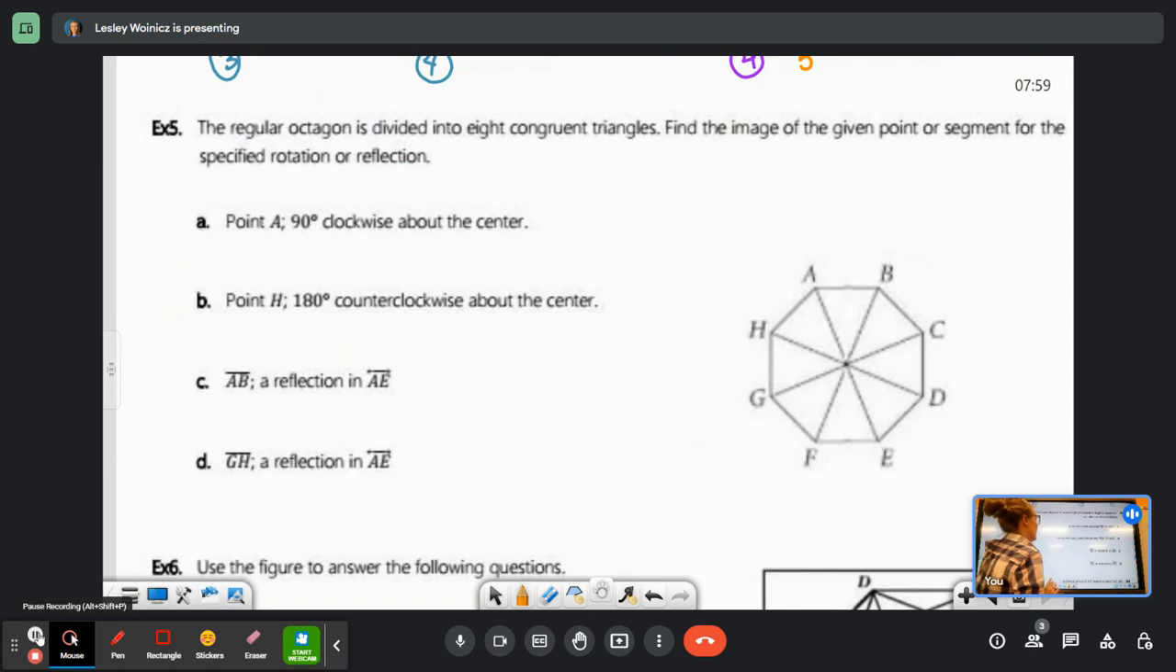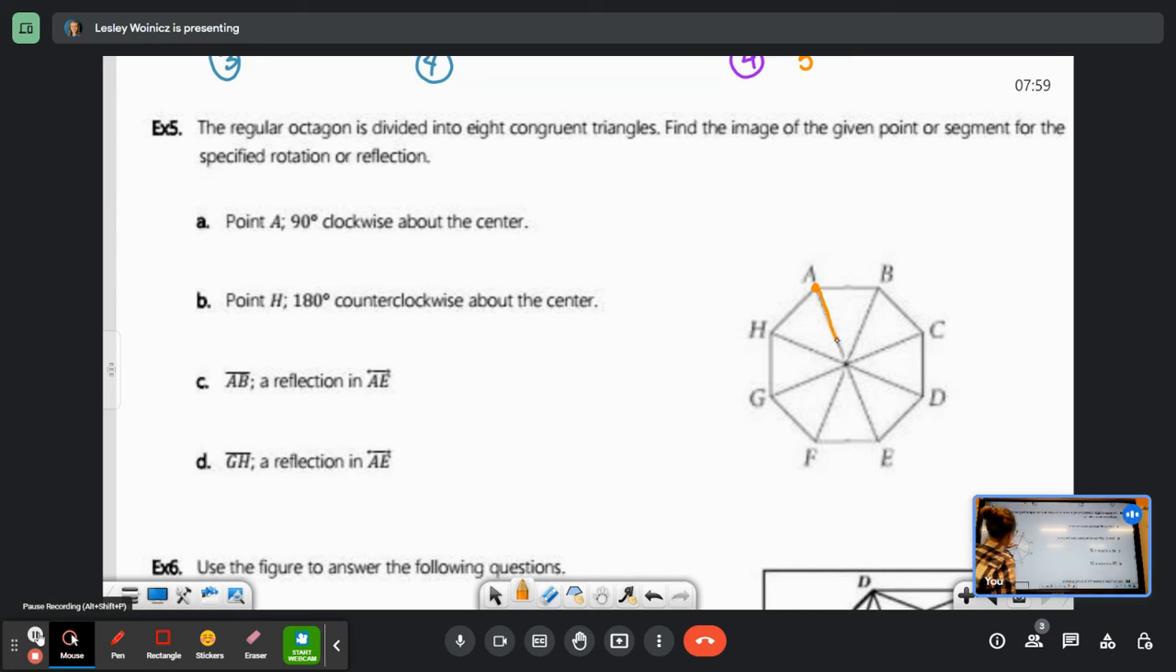All right, now we've got an octagon divided into 8 congruent triangles. We've got to find the image of the given point or segment for the specified rotation or reflection. So we're going to be rotating and reflecting points and segments in this figure. I'm going to start with point A, and I'm going to rotate it 90 degrees clockwise about the center.